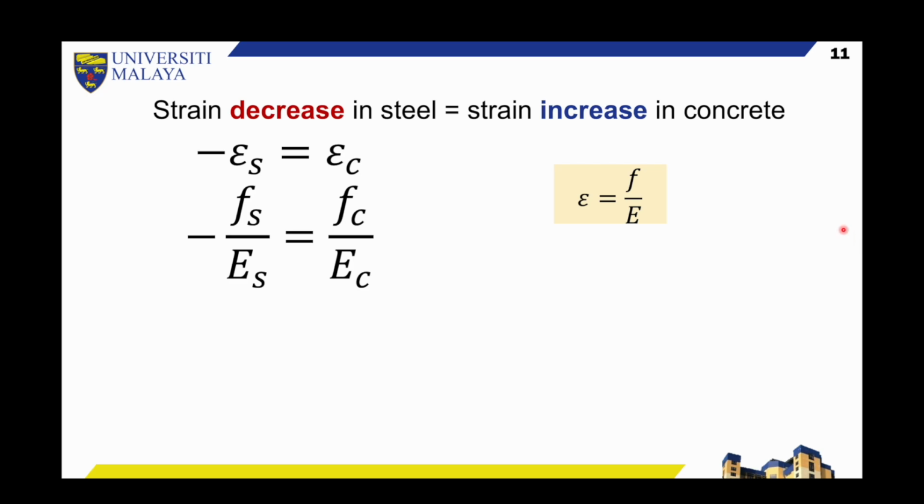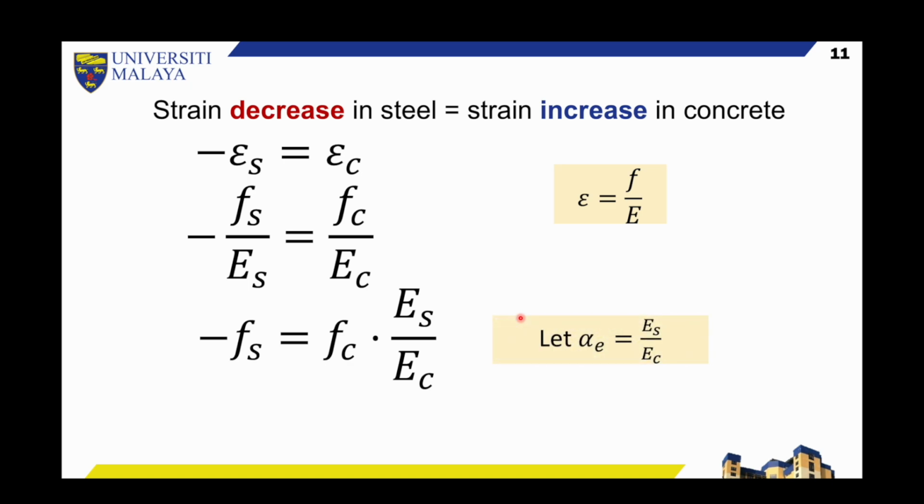And we can rearrange it to get the stress in our steel on one side of the equation. And notice that the modulus of elasticity of steel divided by the modulus of elasticity of concrete, we can replace with a simple ratio, which is alpha E, or the ratio of the moduli of elasticities. Then we have this: negative Fs equals Fc multiplied by alpha E.